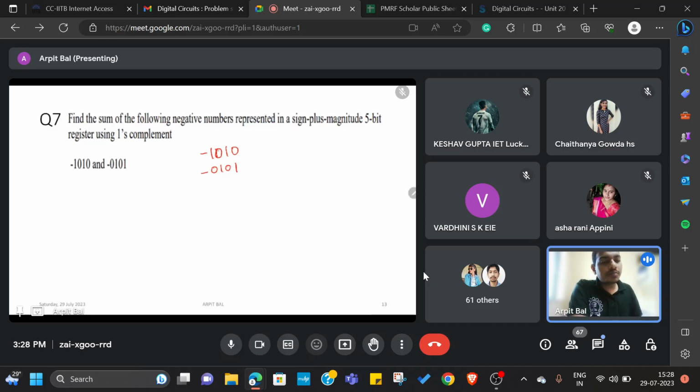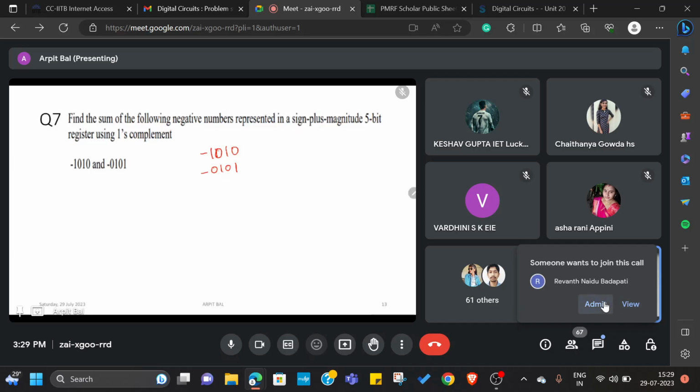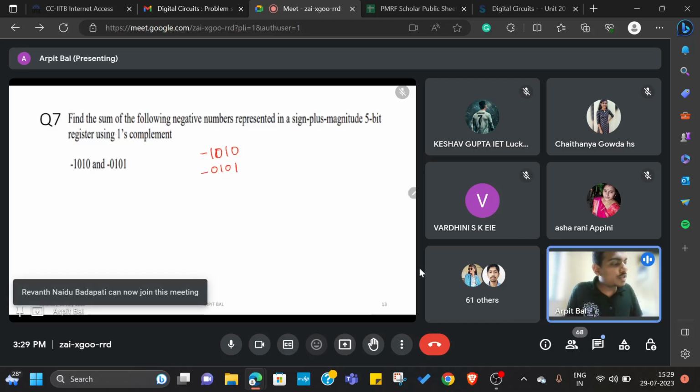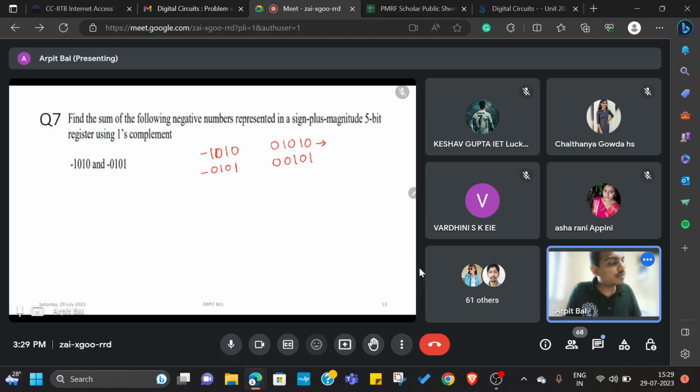And here we are asked to use 1's complement form. So for using the 1's complement form, whatever bits are present in binary, we just need to invert them, right? So for 0 1 0 1 0, we just need to invert the bits. It will be 1 0 1 0 1. Similarly for 0 0 1 0 1, we invert the bits. It will be 1 1 0 1 0.